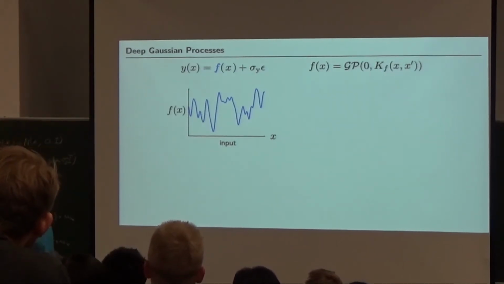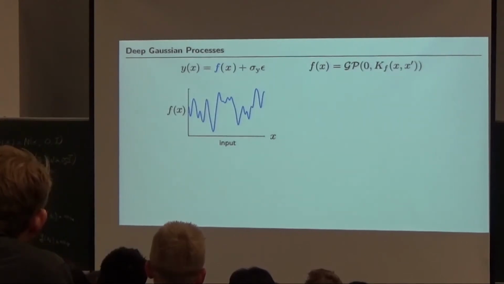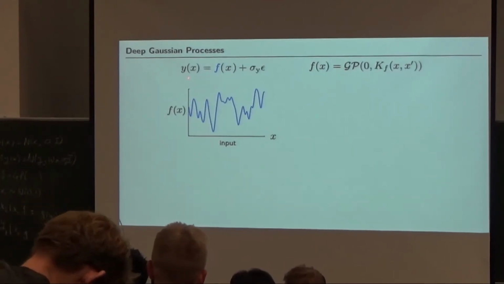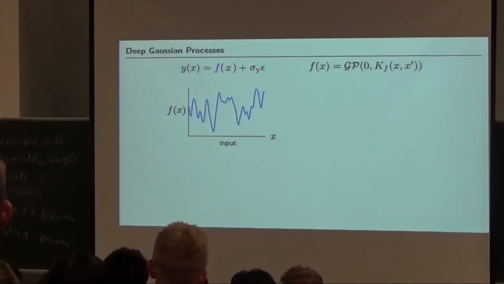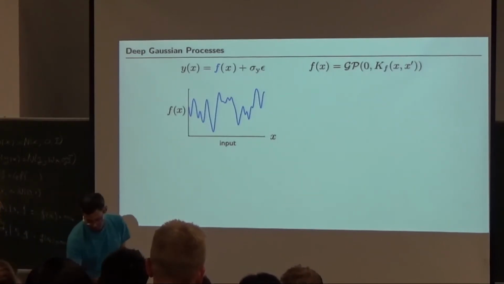Okay, so let's describe how this happens. In a sense, this is the Gaussian process analog to a deep neural network. So it will be a multi-layer version of a GP. Before, we had a Gaussian process regression problem that generated y of x by just taking a Gaussian process function and adding noise. This was some underlying function f for some input x.